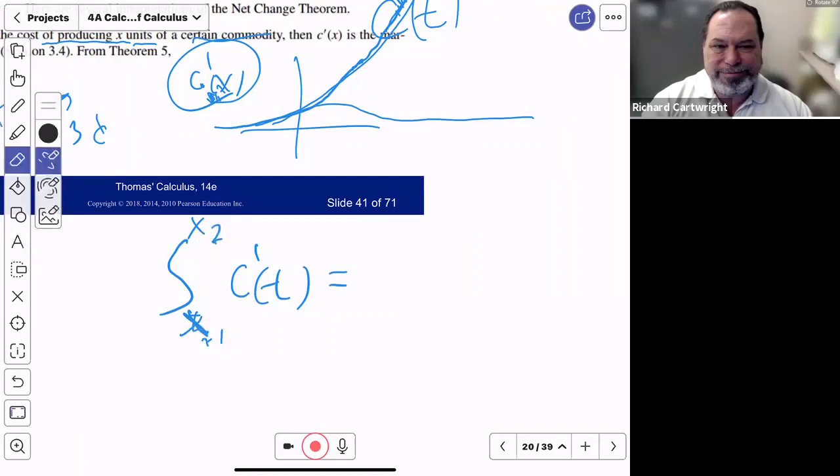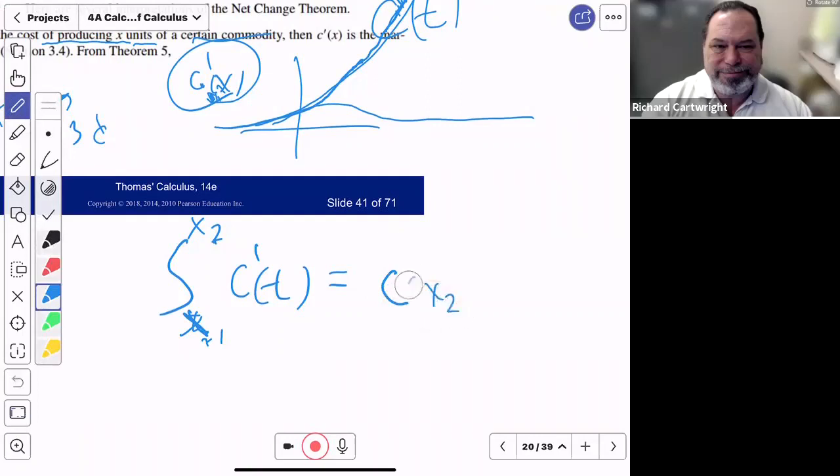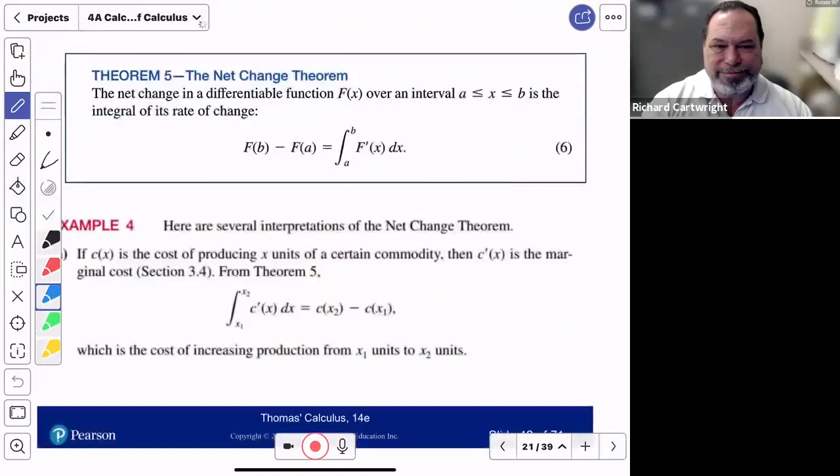So that would be C of X sub 2, because when you integrate C prime, you get C. That's your antiderivative, minus C of X sub 1. You want that to be a big number. You want it to be like, by the end of the day, I was doing 1,000 widgets, and at the beginning, I started out with only making 10 widgets. And so I made a whole bunch of widgets. That's a net change. There's what he's talking about, same kind of idea.